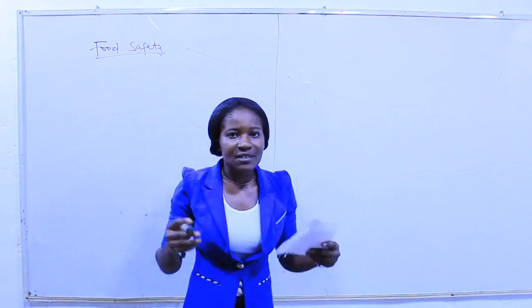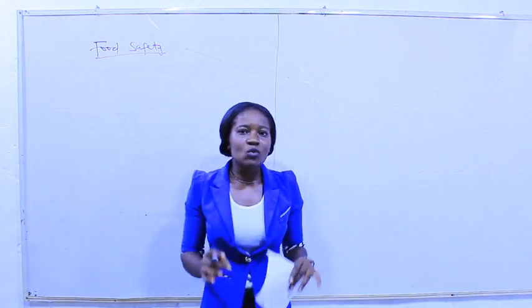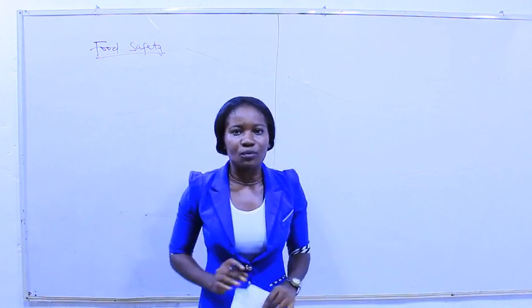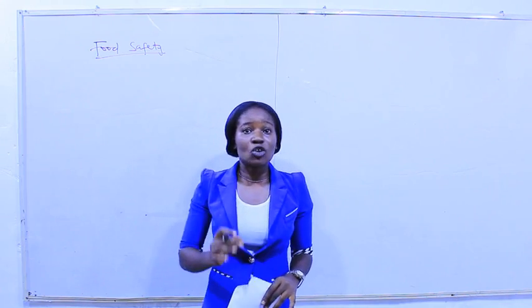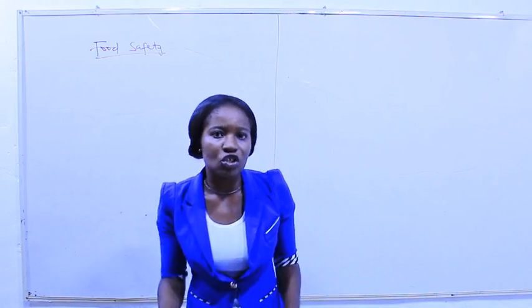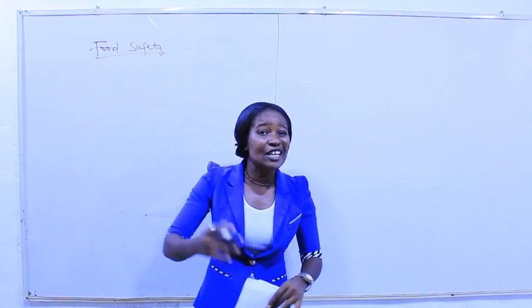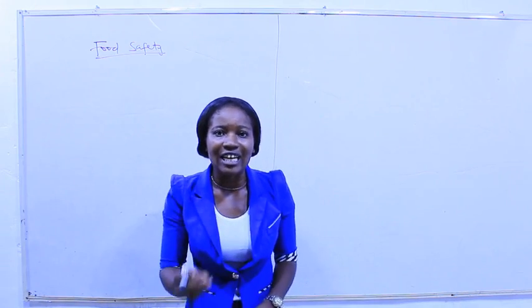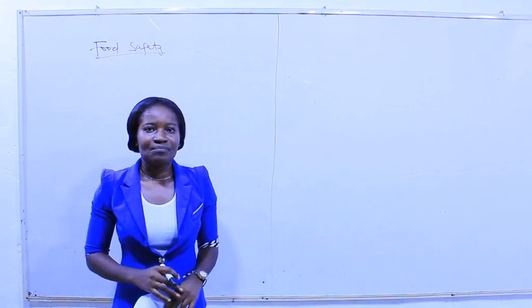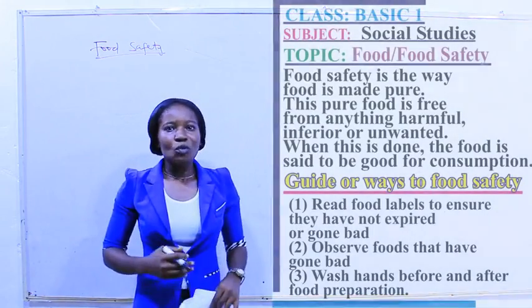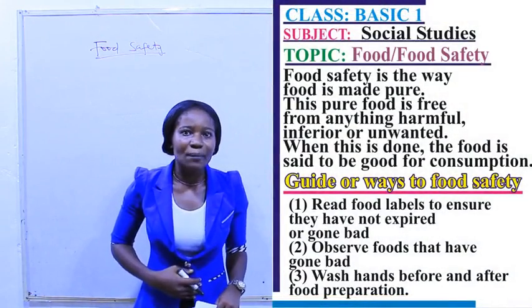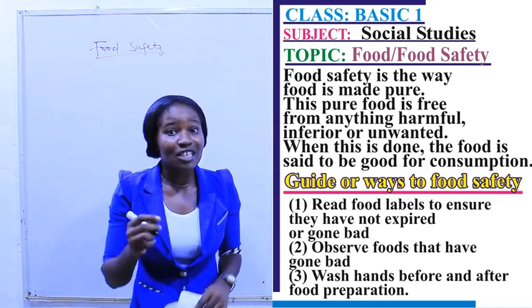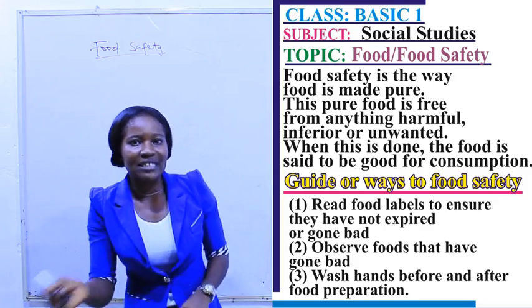What is food safety? Food safety is the way food is made pure and safe for consumption, meaning that some foods are not safe for consumption. So food safety is the various ways you make your food pure and clean for consumption. Sometimes after eating, you will be complaining that your stomach is disturbing you because that food was not safe as a result of one or two mistakes.